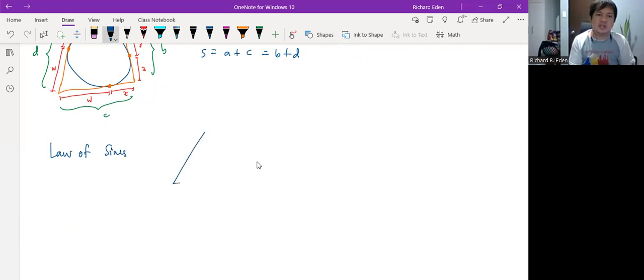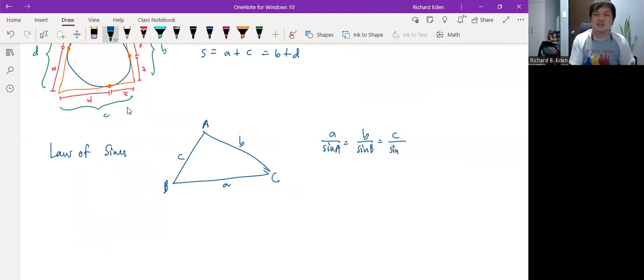If you have a triangle ABC, and then this is small a, small b, small c, then remember, a over sine of A equals b over sine of B equals c over sine of C.